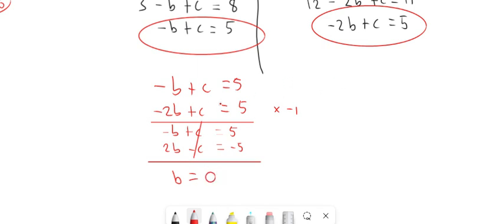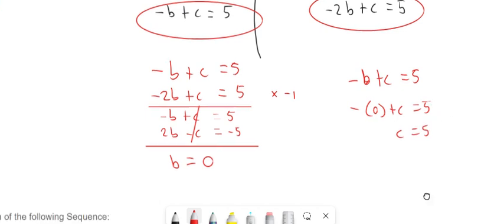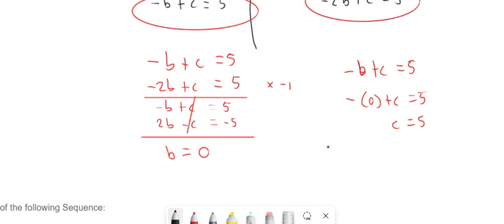So if I just take the very top equation in that there, so minus b plus c is equal to 5, so minus 0 plus c is equal to 5, so I know that c is equal to 5. So now I know what A is, what B is, and what C is, so I can just put them all back into the original.